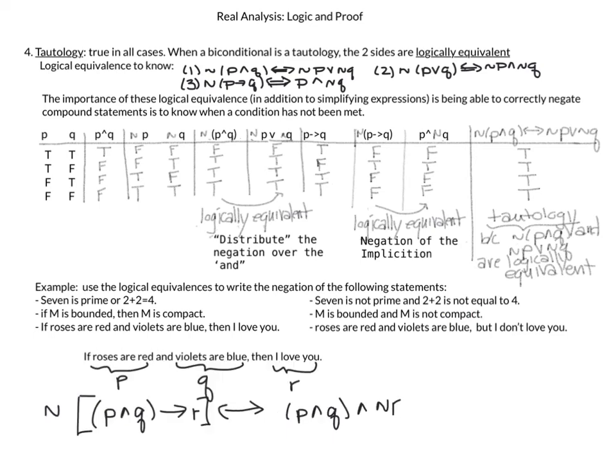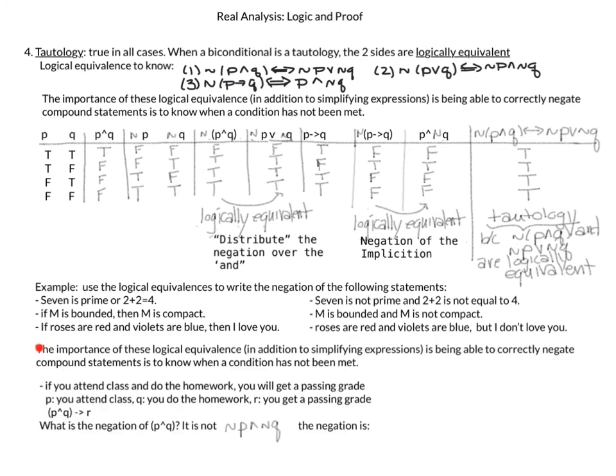And our last example, if roses are red and violets are blue, then I love you. So P is roses are red, Q is violets are blue, and I love you is R. So this statement here is interpreted P and Q implies R. And we want to negate that. To negate the implication, we take the antecedent, which is P and Q, and then we and it with the negation of the consequent, so that's not R. So we have roses are red and violets are blue, but I don't love you. So that's the statement here.